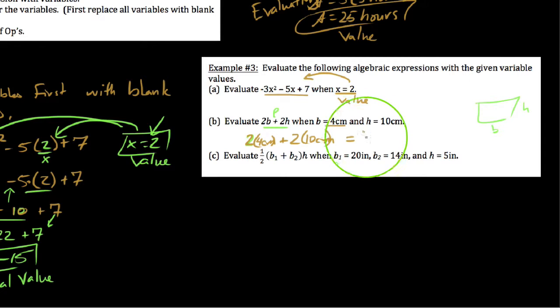We say 2 times 4 centimeters would be 8 centimeters, keeping in mind our units. Plus 2 times 10 centimeters, we'll do our multiplication first, is 20 centimeters. And of course, centimeters plus centimeters, we're going to get centimeters, so we say 28 centimeters is the final value.